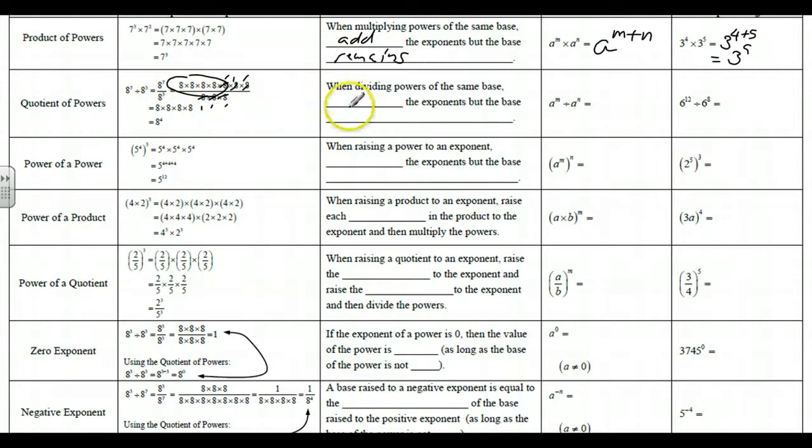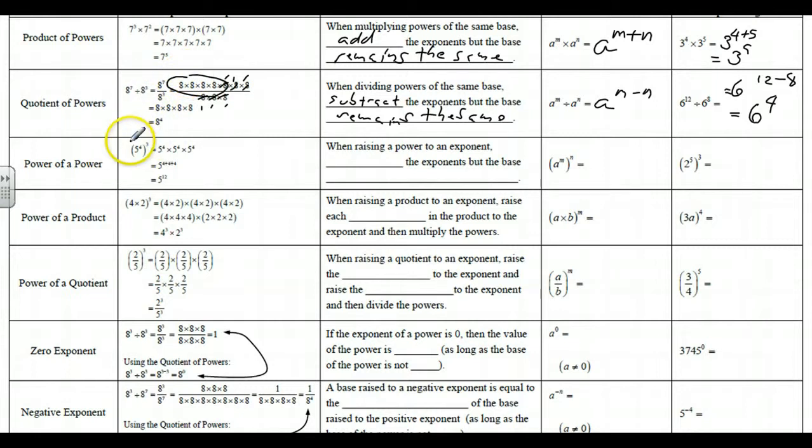When we divide powers of the same base, we subtract the exponents, but the base remains the same. Which should be written up here. a to the m divided by a to the n is a to the m minus n. An example: 6 to the 12 minus 8, which is 6 to the power of 4.